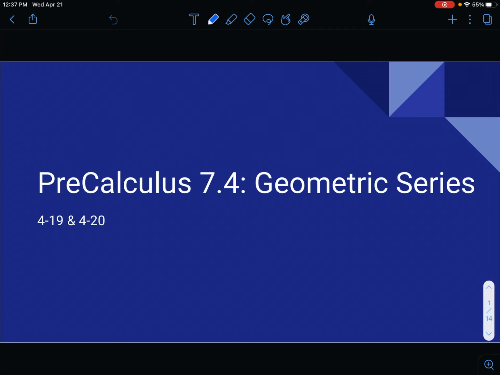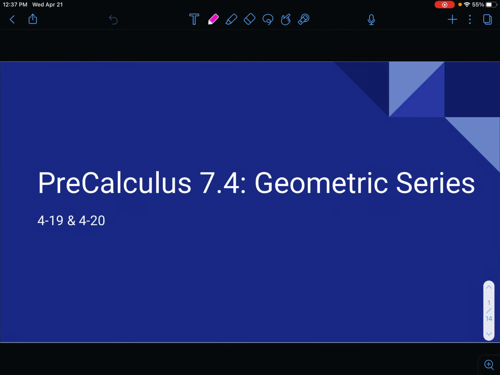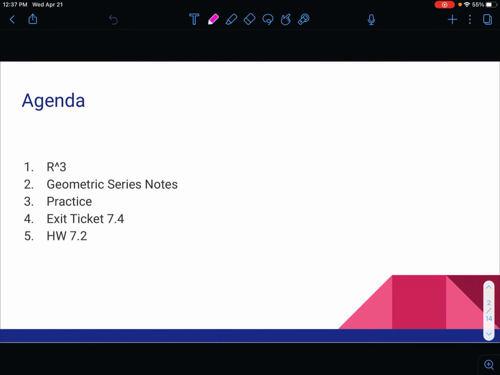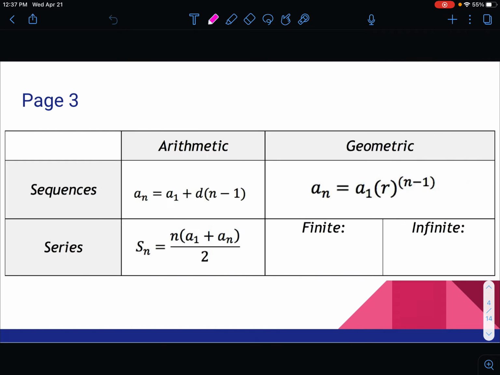Hi students, this is lesson 7.4 and we will be learning about geometric series. And we're going to have two new formulas to add to our collection of tools. Our learning goals are the same. We'll be evaluating a series, and we obviously have to determine if it's arithmetic, geometric, or neither. We always need to do that in order to see what tools we are able to use.